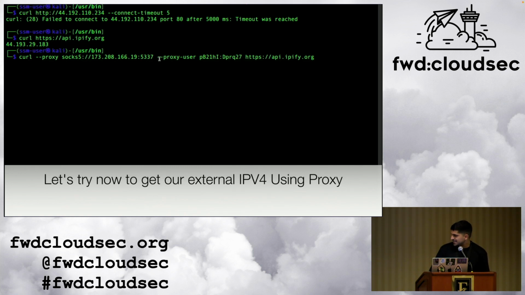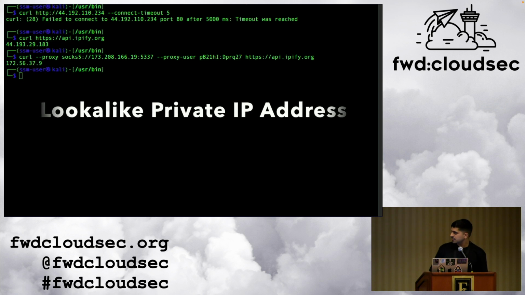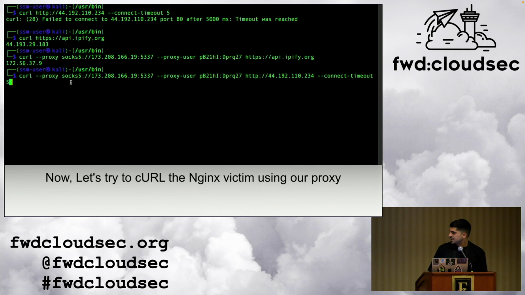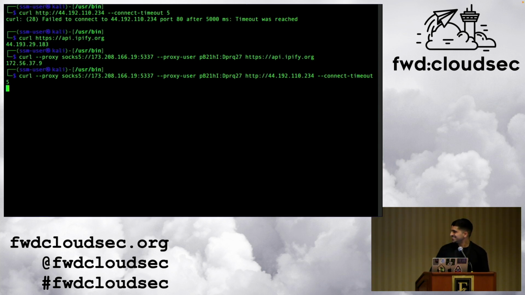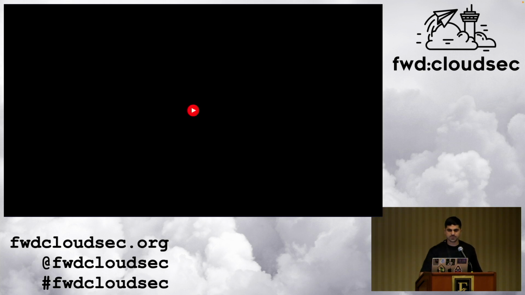Now let's try to get our external IPv4 using the proxy to see if we have a lookalike IP address. We have a lookalike private IP address when we query via the proxy. Now let's try to cURL the Nginx using our proxy server. Don't worry, those credentials are not valid anymore. Okay, so we got successful unauthorized access to the resource using our proxy.